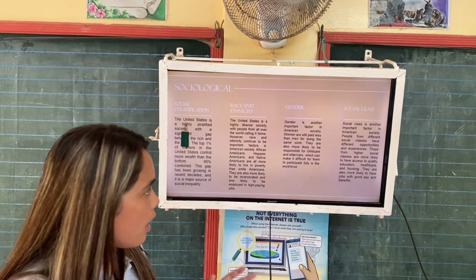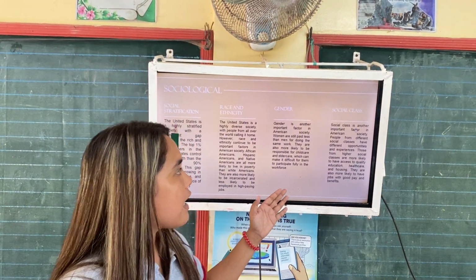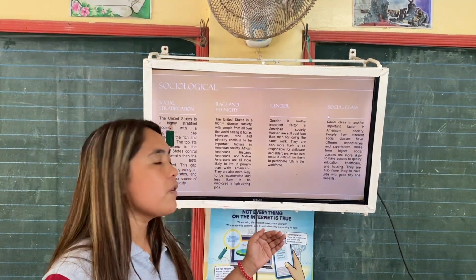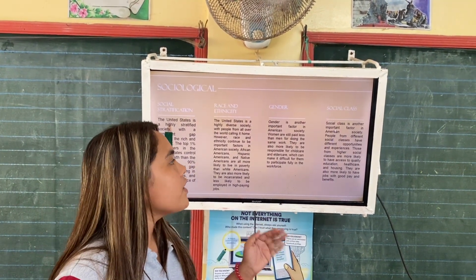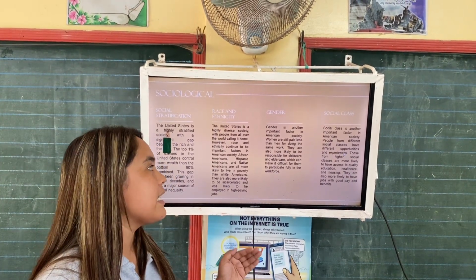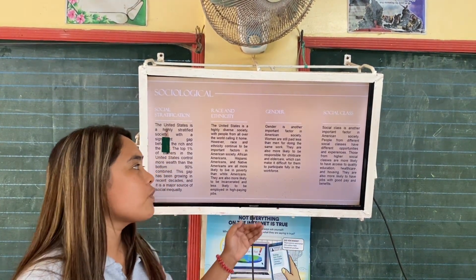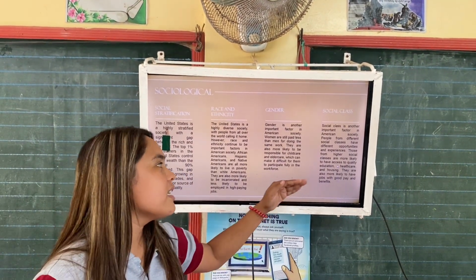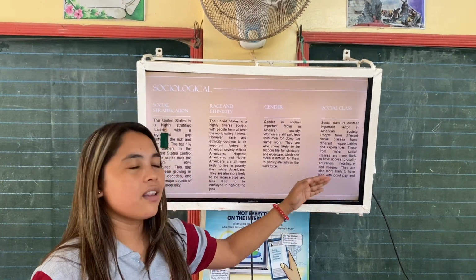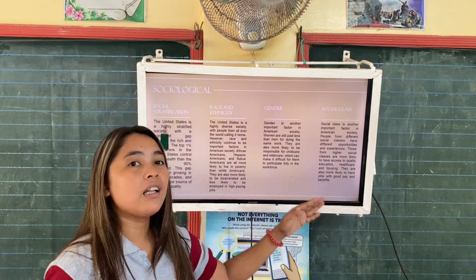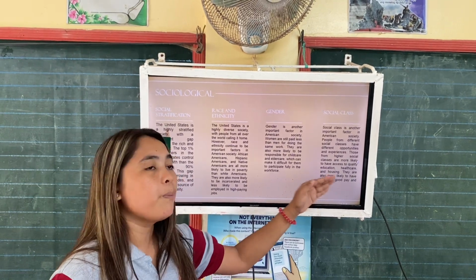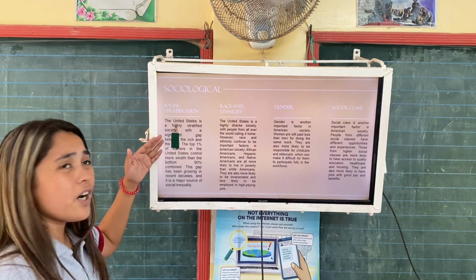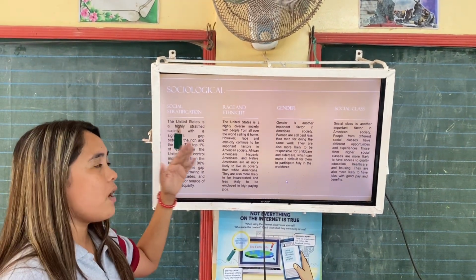And then social class is another important factor in American society. So people from different social classes have different opportunities and experiences. So those from higher social classes are more likely to have access to quality education, healthcare, and housing. And they are also more likely to have jobs with good pay and benefits. So these are the sociological aspects of the USA.